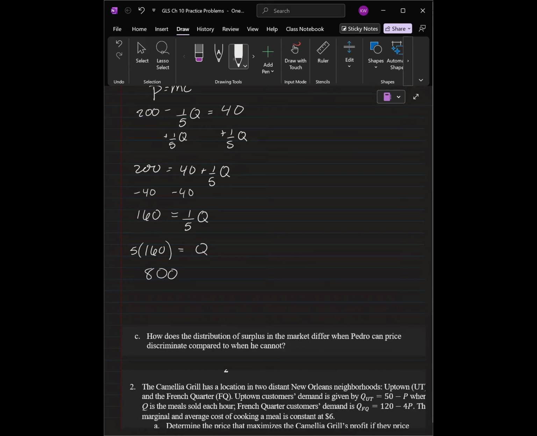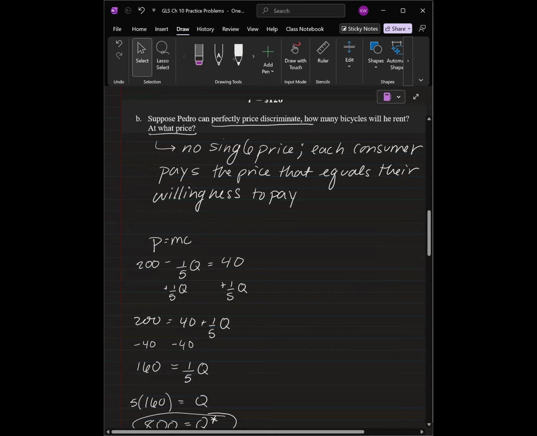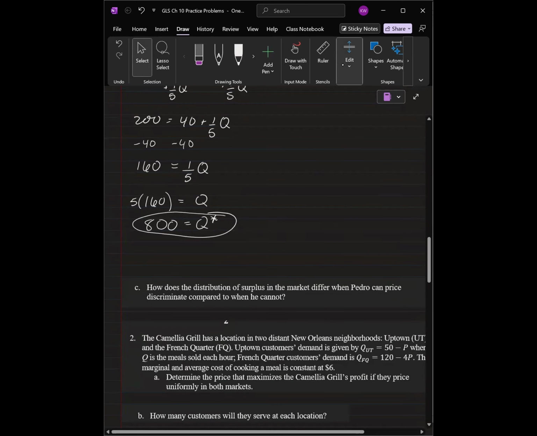So that's going to give us 800 as his profit maximizing amount of bicycles rented each week. And he's not going to charge one single price, right? He's going to charge everyone their willingness to pay. So that's our answer for part B.